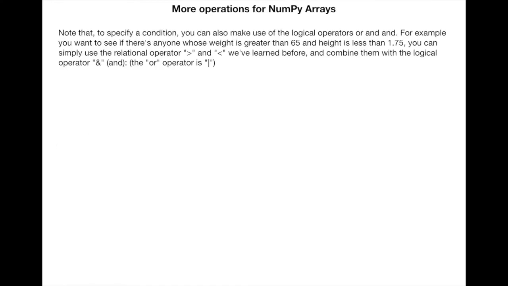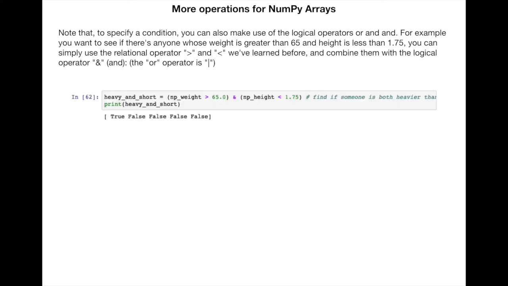So there are more operations for NumPy arrays. These are actually very useful skills. To specify a condition, you can also make use of logical operators like AND or OR, so you can put things together, right? For example, if you want to see if there's anyone whose weight is greater than 65 and height is less than 1.75, you can simply use the relational operators and combine them with the logical operator AND. So here's the code. We define someone who has a weight greater than 65 and a height less than 1.75. We call that heavy and short, right?